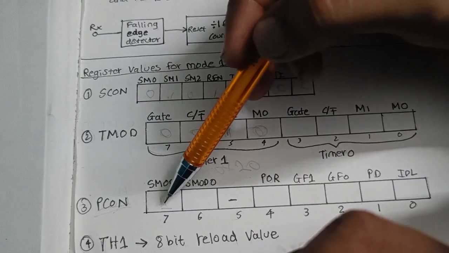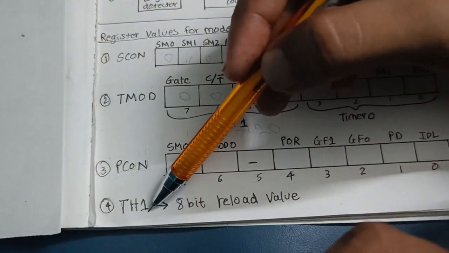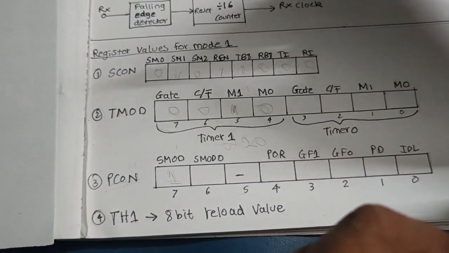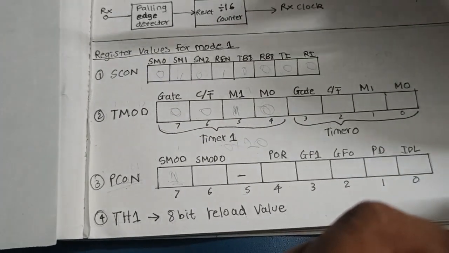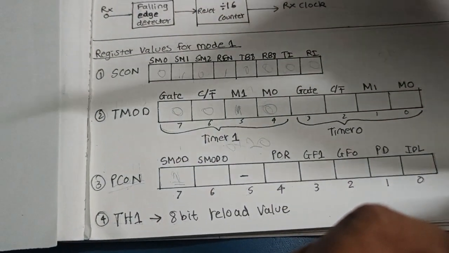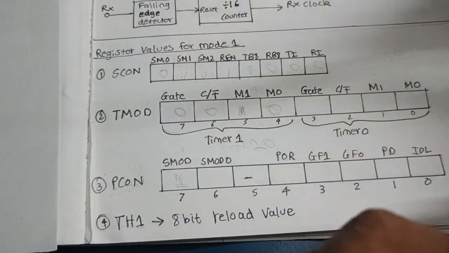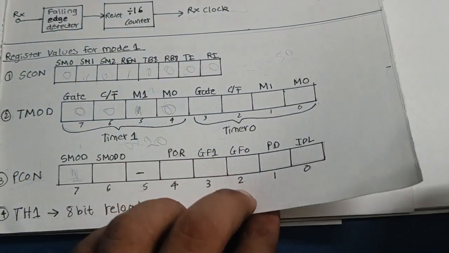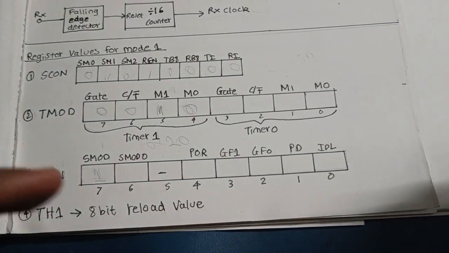In the PCON register, if SMOD is set, then it doubles the baud rate, and TH1 is the 8-bit reload value. What happens in 8-bit auto reload is that TL1 increments, and when it overflows, it loads the TH1 value back into TL1 and the counting starts from there. Again when it overflows, it reloads automatically. That is auto reload. Watch the timer tutorial, link is in the description. You have to load TH1 with the 8-bit reload value that will determine the baud rate.